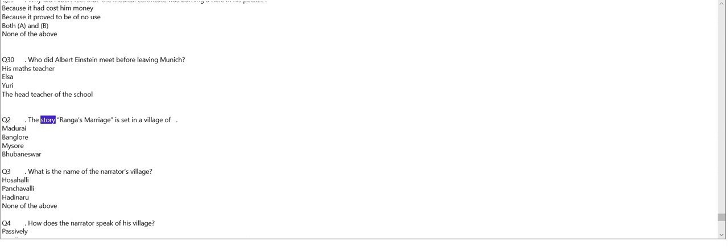Q2. The story Ranga's Marriage is set in a village of Madurai, Bangalore, Mysore, Bhubaneswar. Q3. What is the name of the narrator's village? Hosavali. Punchavali. Hadanoru. None of the above. Q4. How does the narrator speak of his village? Passively. Vividly. Inadequately. Both A and C.